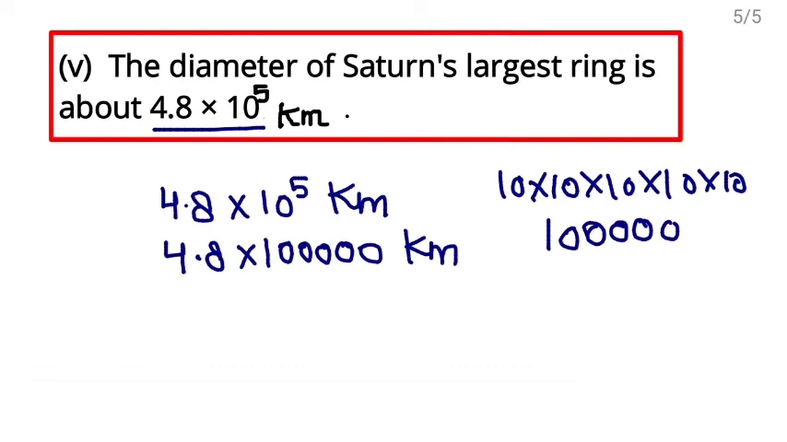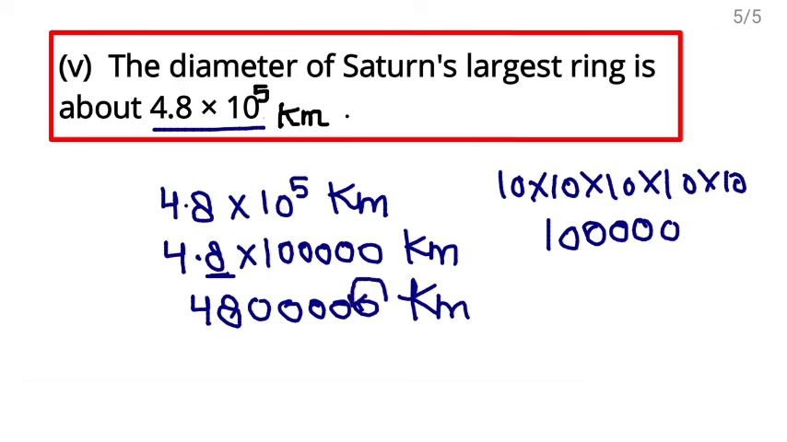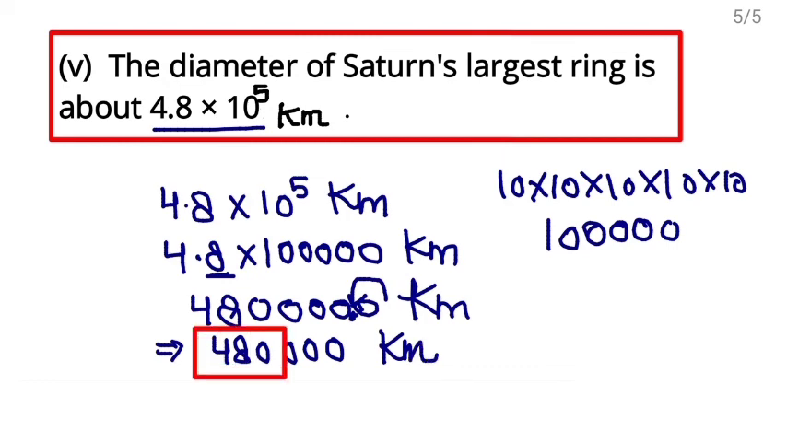Now simply multiply them without the decimal. 48 ones are 48 and then 5 zeros. Clear? Now in this number there was one decimal place, so what will you do? Put the decimal one digit from the end. Here also there will be one decimal place. So this is equal to 480000, because after the decimal, if you have just zero, it doesn't make any change. So this is 480,000 kilometers. Right? So this is your answer.